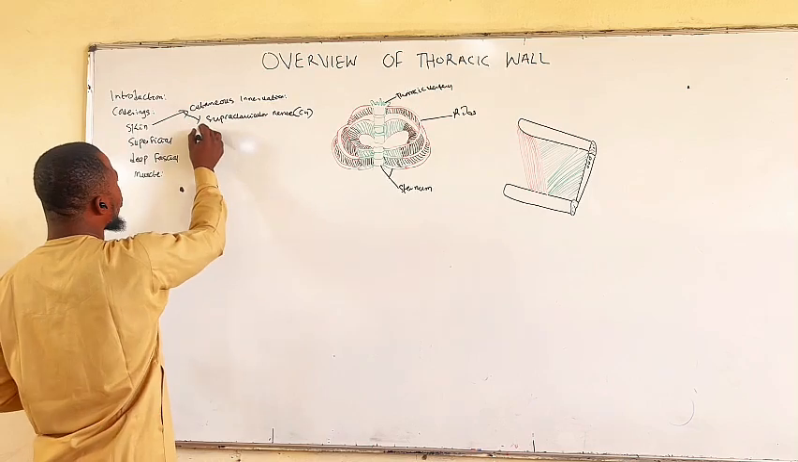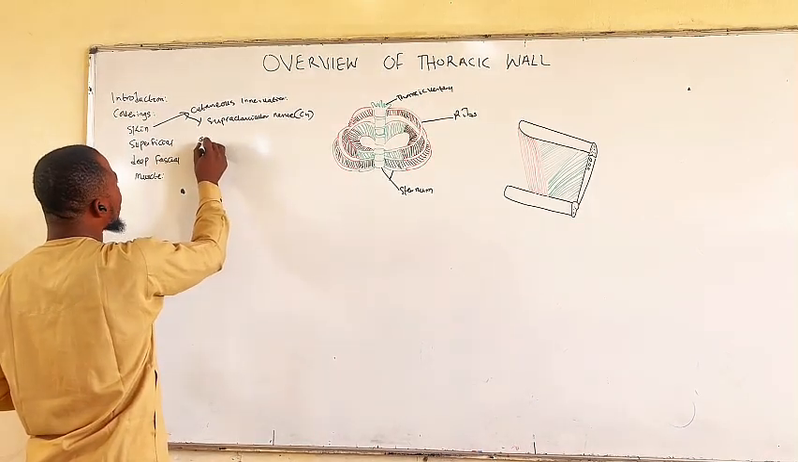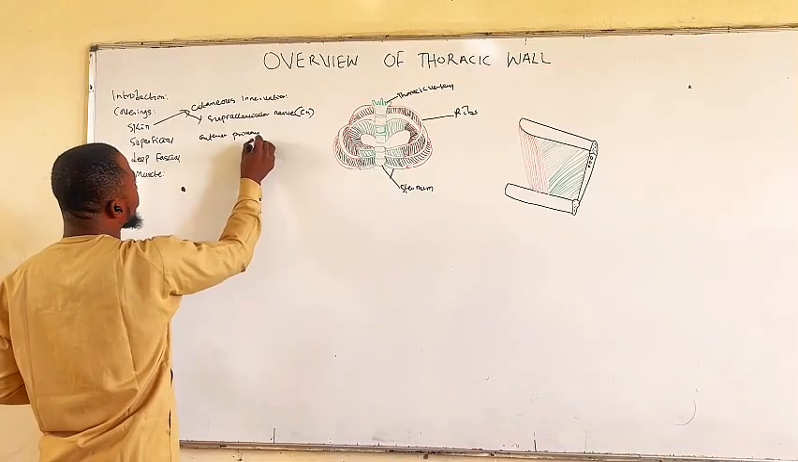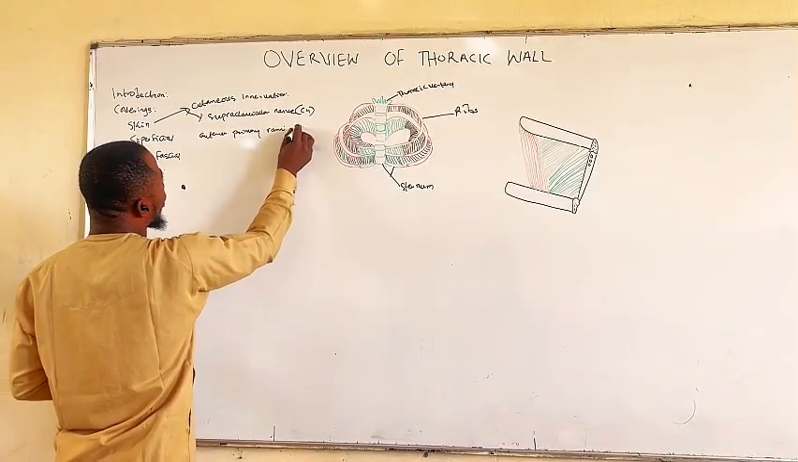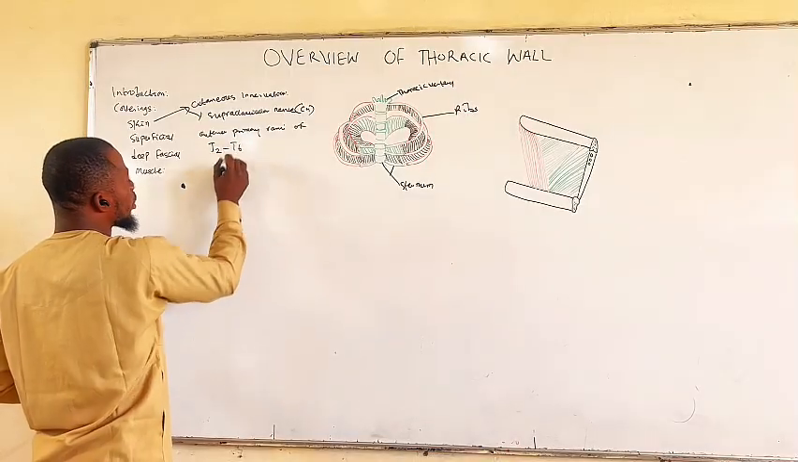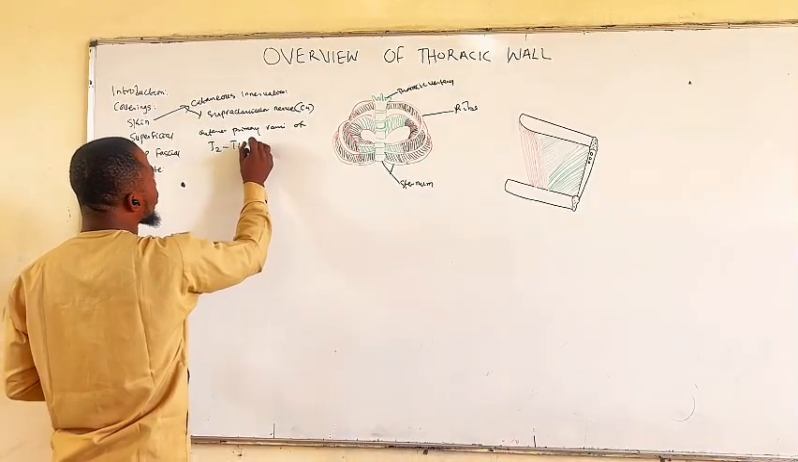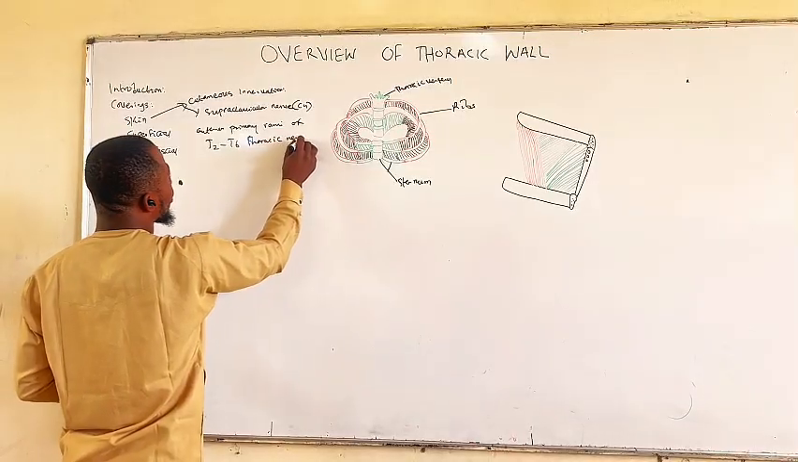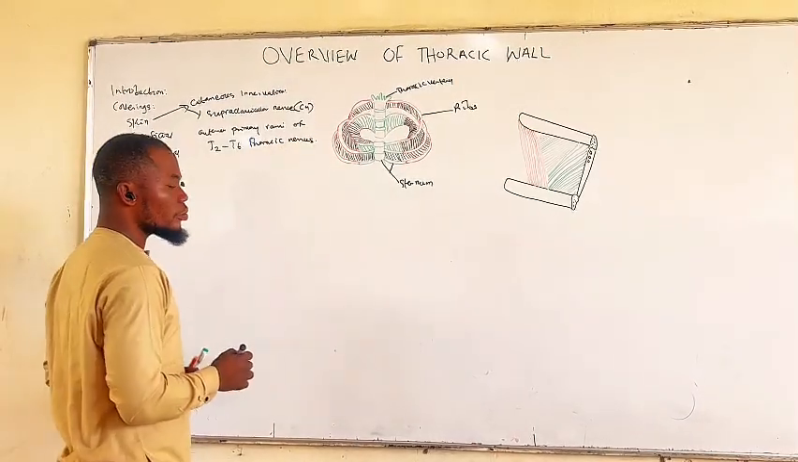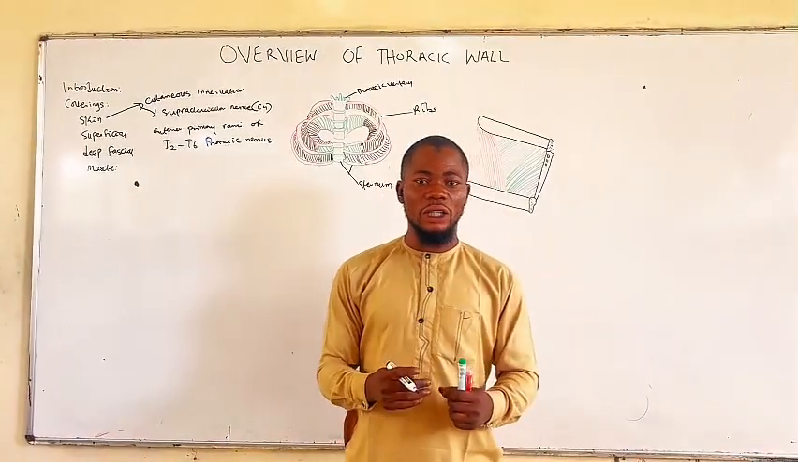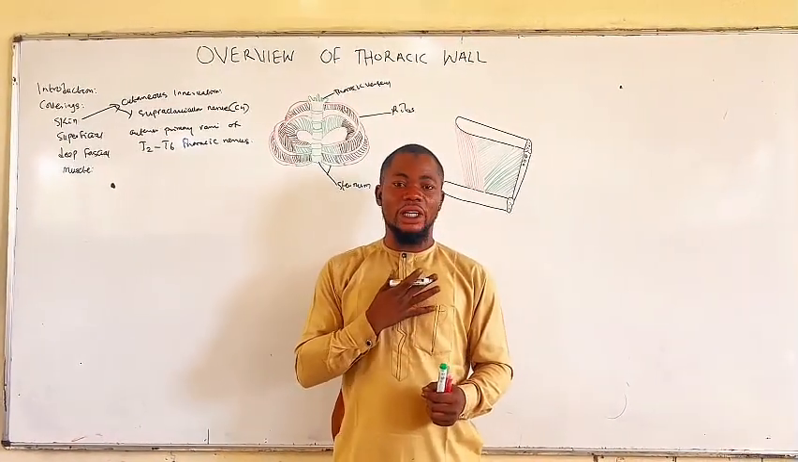whereas from the sternal angle below it is supplied by the anterior primary rami of T2 to T6 thoracic nerves. Now we say that the cutaneous innervation of the skin of the thorax is divided into two aspects by the sternal angle.